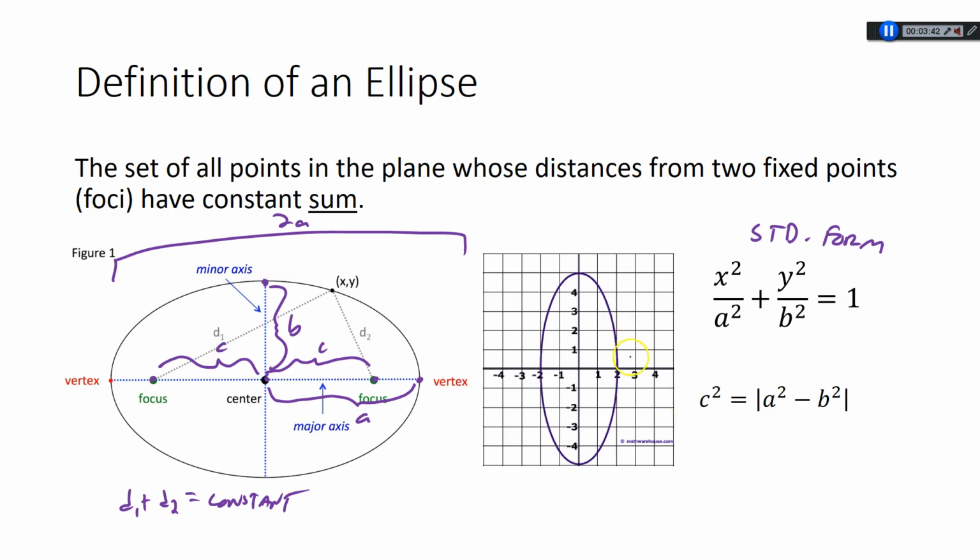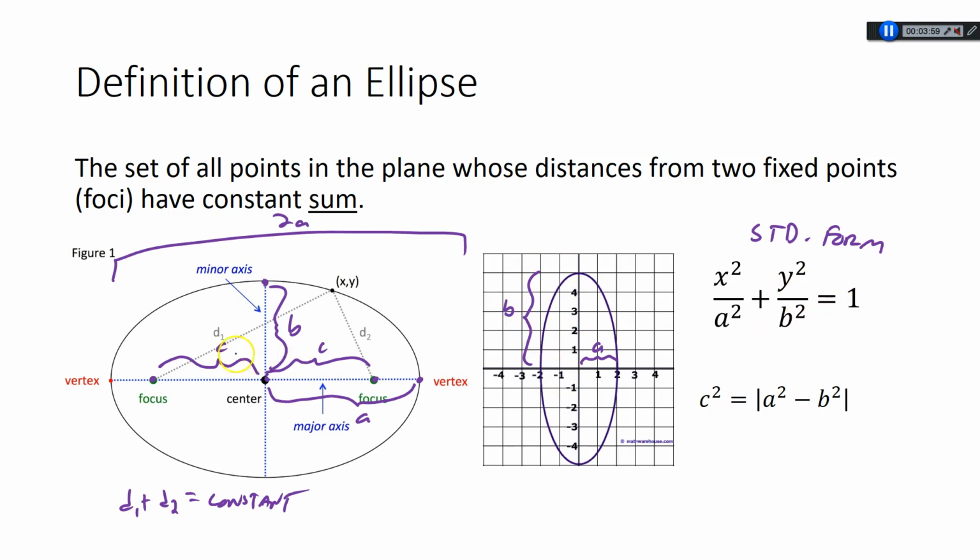I like to do it this way. I still say that this distance is A, because then it's easy. The A part, the horizontal part, is always with the X. That's the way I think about it. The horizontal part always is underneath the X. And I still call this value here B. B is still the part under the Y, and that's your vertical part.